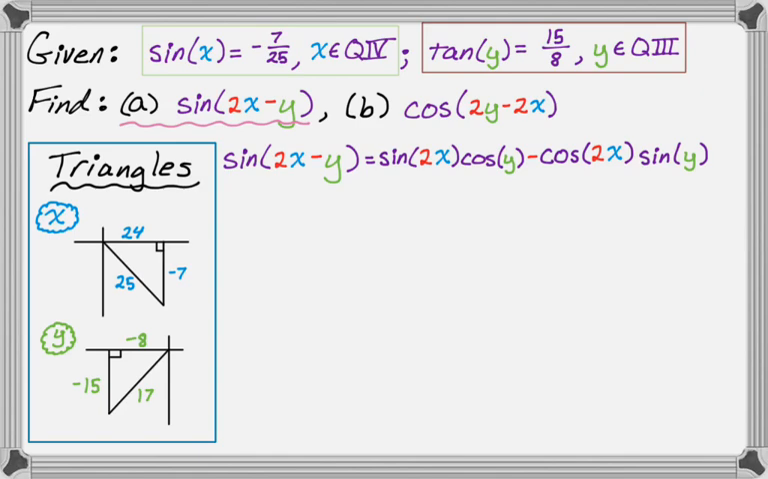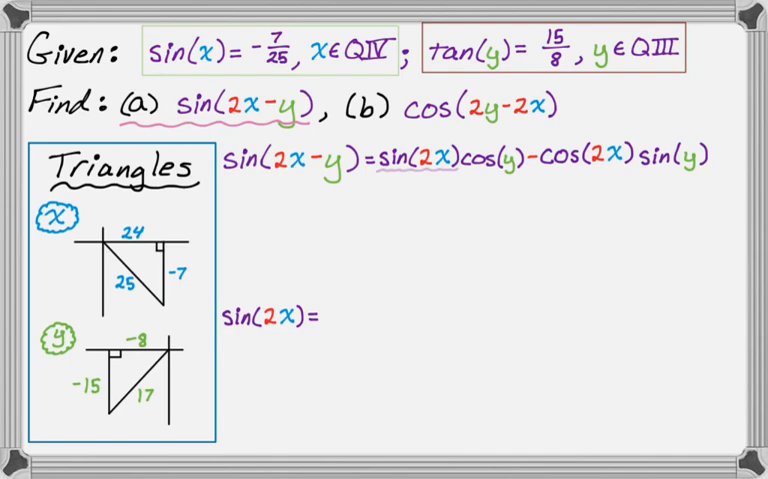And now to do this, I really need to know sine of 2x and cosine of 2x. And those aren't exactly given. I can't get them directly from the triangle. So what I'm going to do is just calculate them. So I'm going to calculate this, sine of 2x, kind of down here off to the side. So what you don't want to do in these problems is you don't want to keep going with formulas.